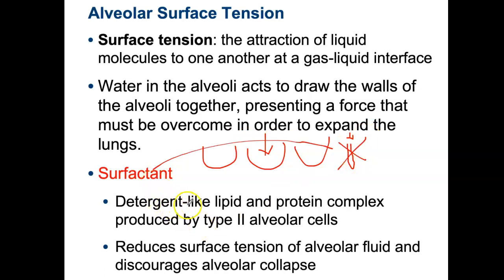So surfactant is a detergent, it's a lipid and a protein. It's produced by the type 2 alveolar cells, and it helps reduce surface tension to discourage the alveoli from collapsing.